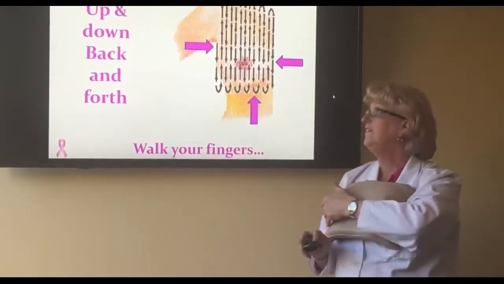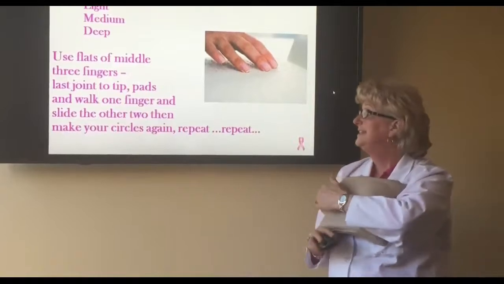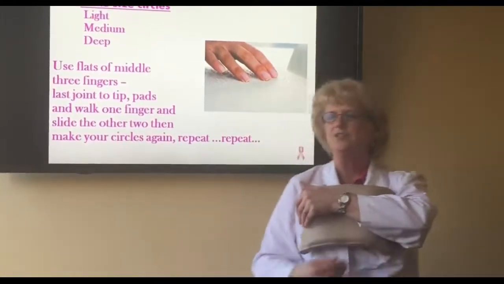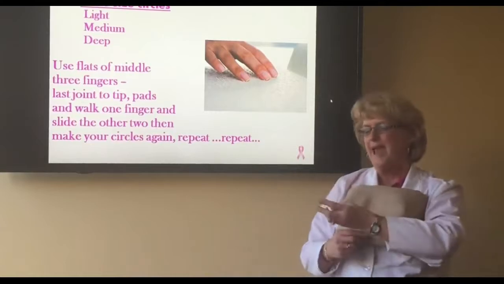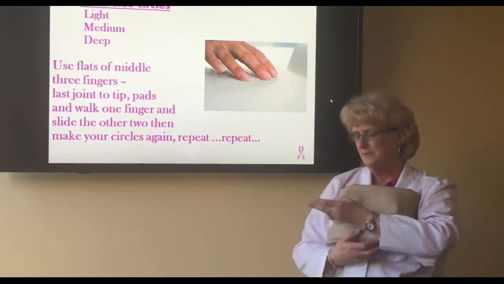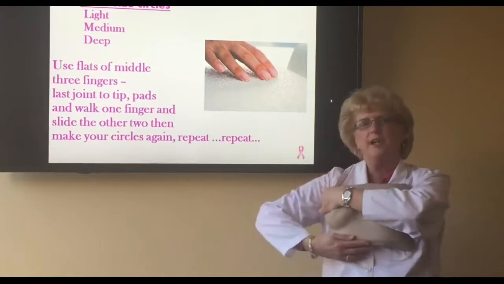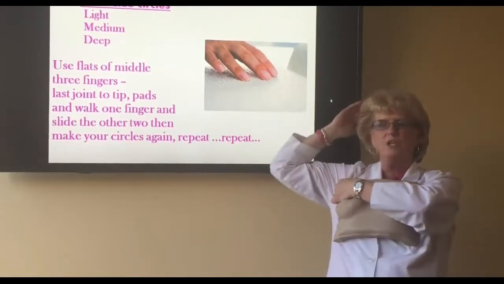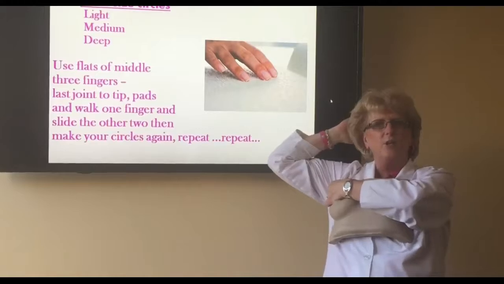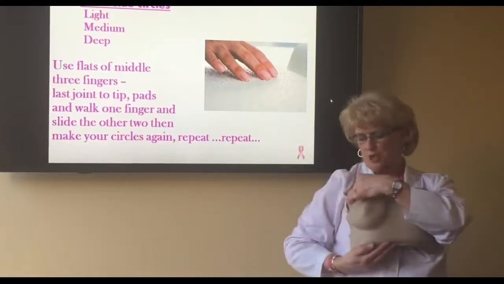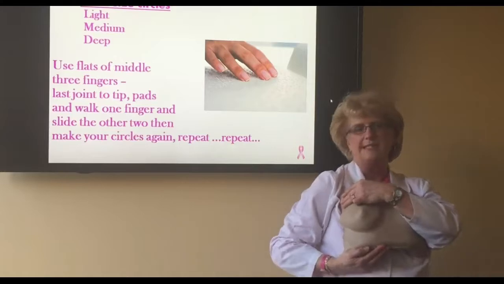So we're going to be walking our fingers. We're doing these dime-sized circles. This is what is so different. We're using the pads of 3 fingers, from the joint to the tip of your finger, and you're going to start up underneath your arm because you have lymph nodes there. So once you get your hand back over your head, go right up underneath your arm, and I'm going to show you how to do that. I'm going to show it where you can see it.